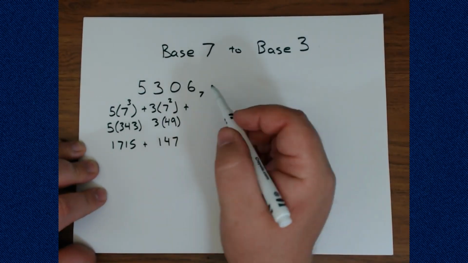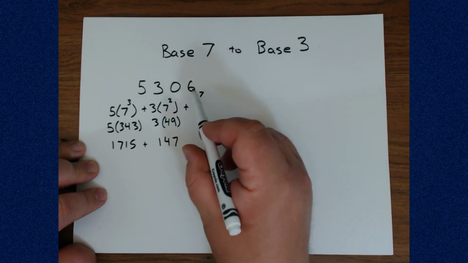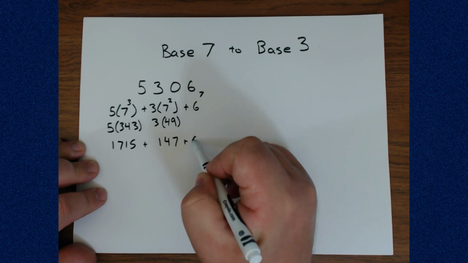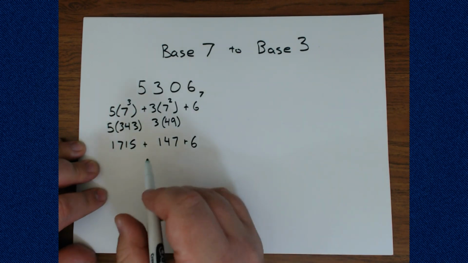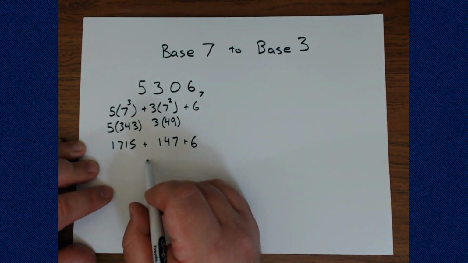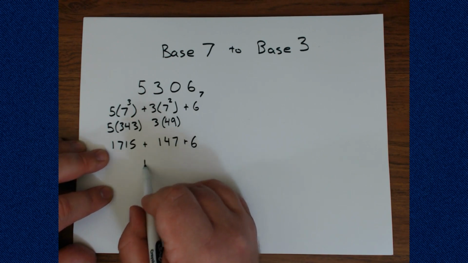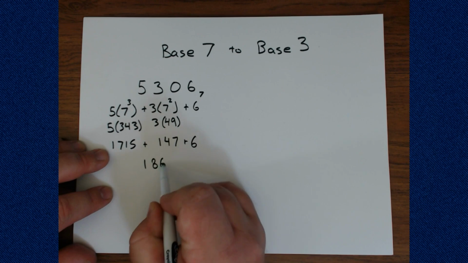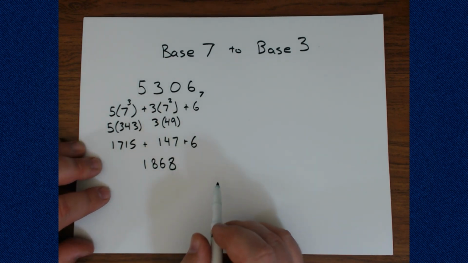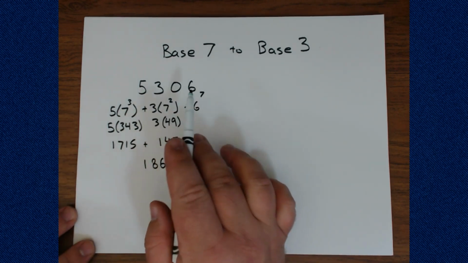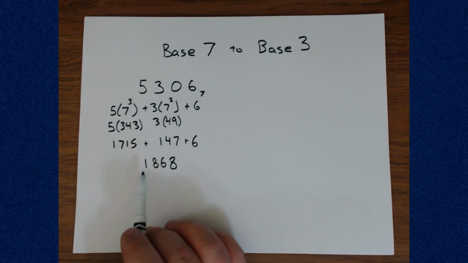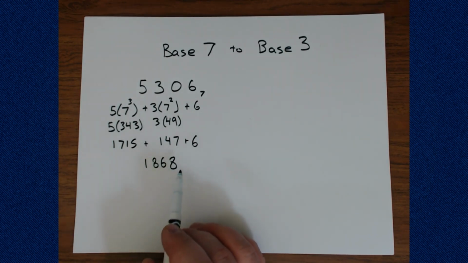Add to this, well, this is the 1's position no matter what the base is, so this is really 6. So we'll add 6 to that, which gives us a final decimal answer, 1868, I think, base 10. So 5306 base 7 is equivalent to 1868.